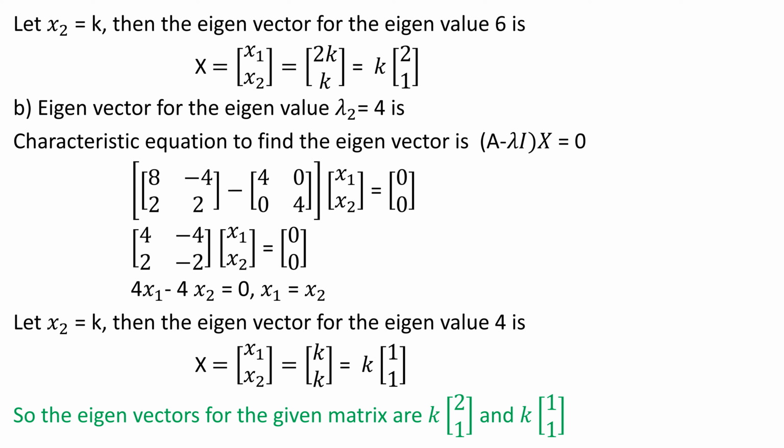So the eigenvectors for the given matrix are k into [2; 1] and k into [1; 1]. So this is the procedure to find the eigenvector. Now let us see the eigenvector for a 3 by 3 matrix.